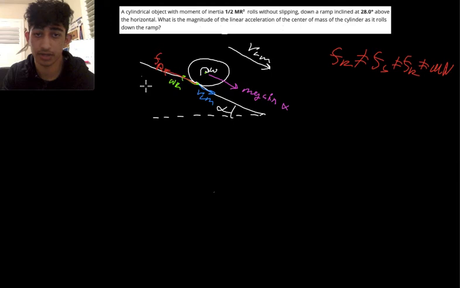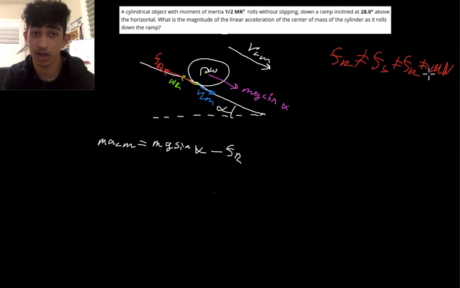So I'll just start by considering the center of mass. The net force on the center of mass is mg sine alpha minus this rolling friction. Keep in mind that we don't know what this rolling friction is. It's not mu times the normal force, mathematically. So how do we find this?